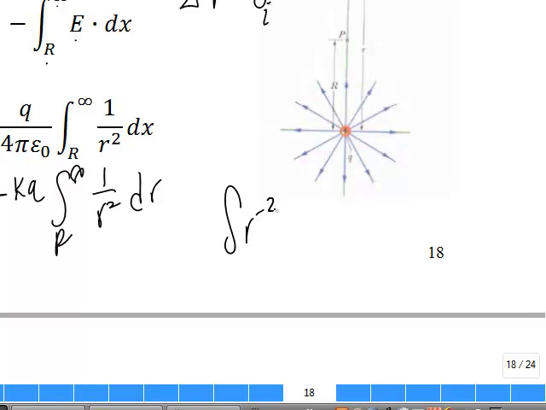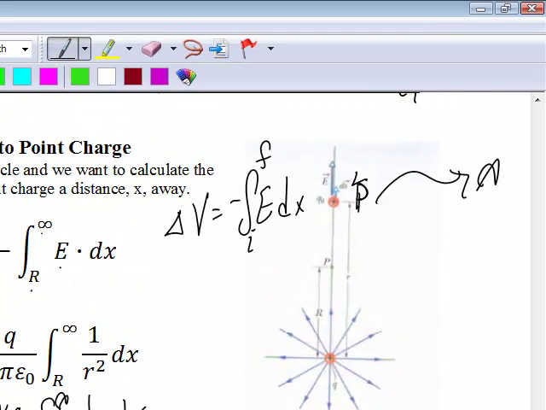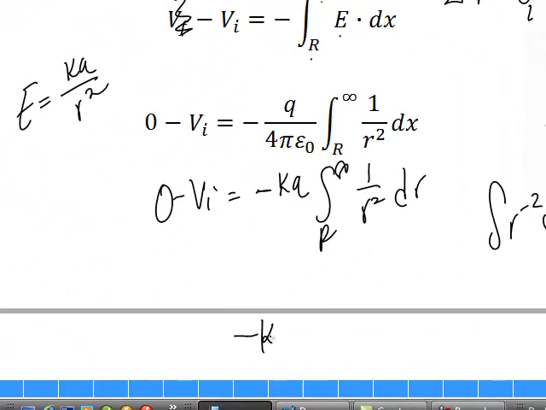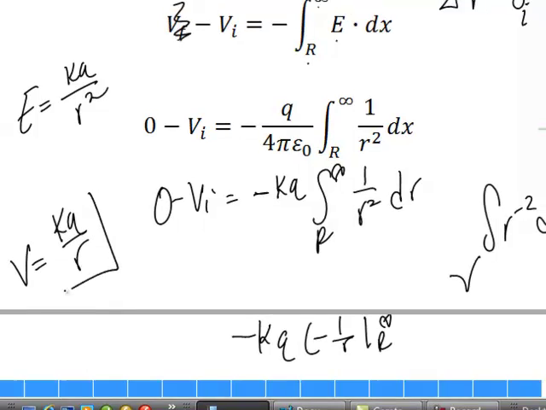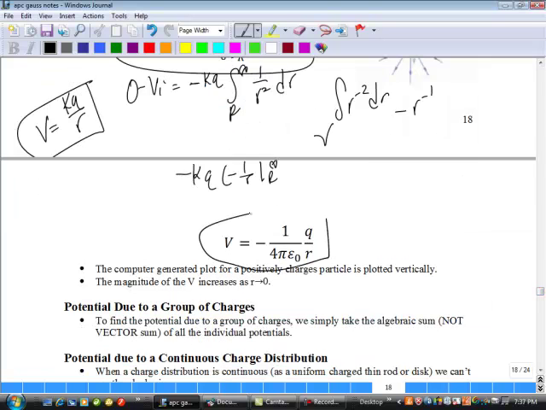As we integrate r to the negative 2 dr, we add 1 to the exponent, so that's going to be negative 1 over r, or actually r to the negative 1. And so we end up with a negative kQ times a negative 1 over r, going from r to infinity, and we plug that in, we get the potential to be the formula we know and love, kQ over r. And so again, that is the calculus derivation of this. If you get it to this point, stick it into your calculator and let your calculator integrate it for you. That's how it derives that.